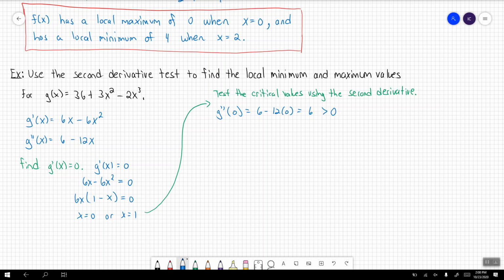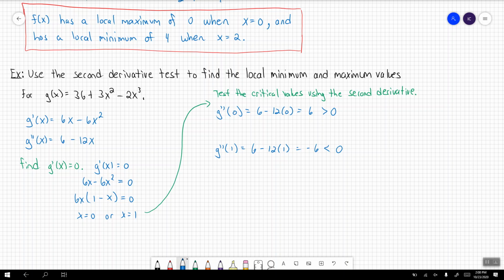Okay, so now I also want to look at the other value. So g double prime at 1. So this is going to be 6 minus 12 times 1, which is negative 6. And again, this second derivative evaluated at 1 is going to be less than 0, which means this is concave down. If it's concave down, then we have a local maximum.